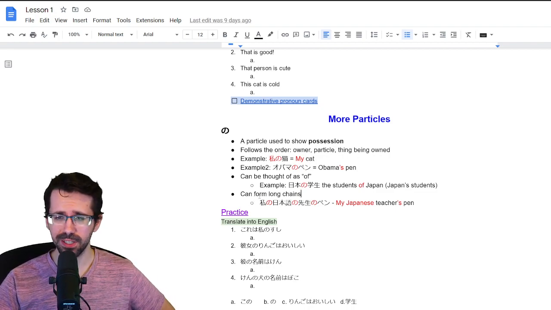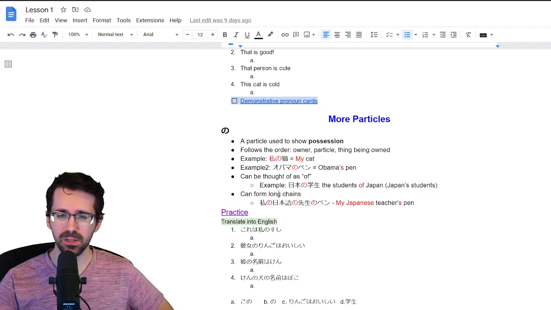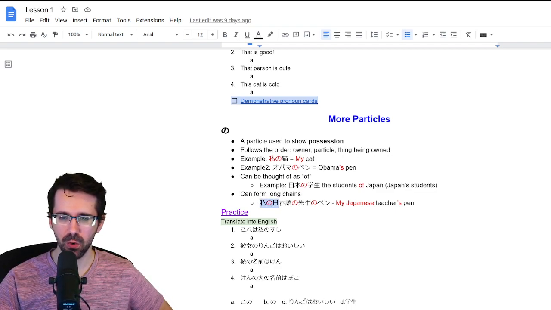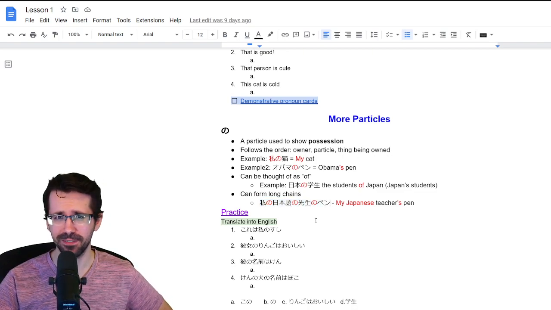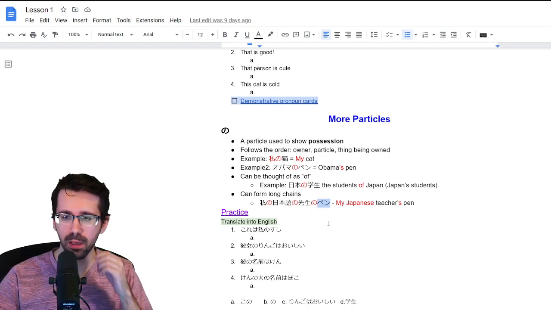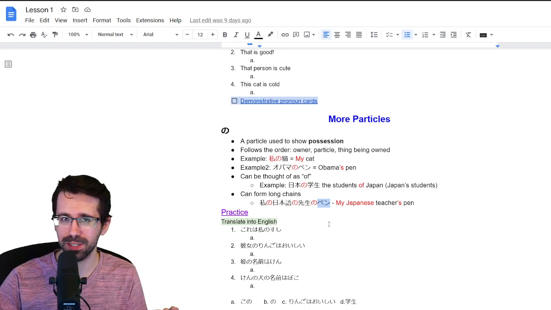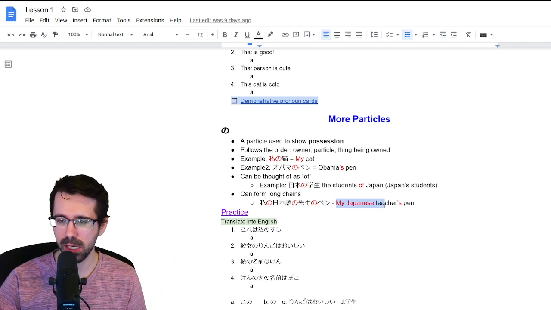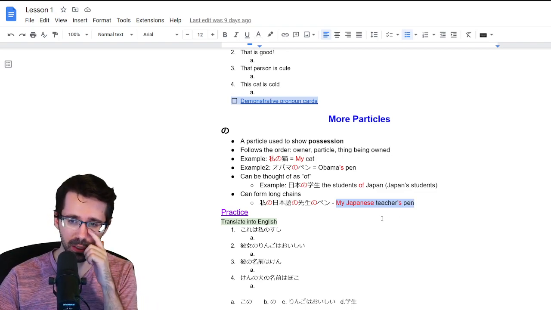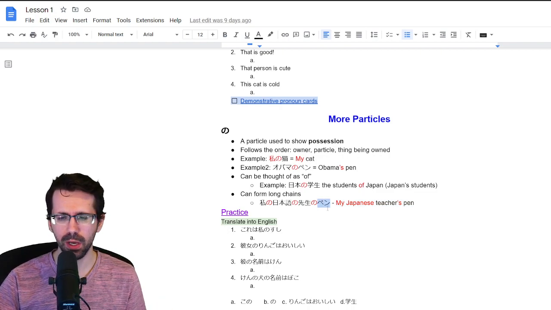One last thing to point out is that the no particle does sometimes have these very long chains of no. So in this sentence, we have watashi no nihongo no sensei no pen. Very, very long. It can be a little bit confusing to follow all of that, but it does help sometimes to start on the far right side, because at the end of the day, the thing that we're talking about is in fact a pen. When we look at the English translation, we have my Japanese teacher's pen. And again, in the English version as well, the thing that we're talking about is a pen. But what kind of pen are we talking about? We're talking about sensei no pen, the teacher's pen.